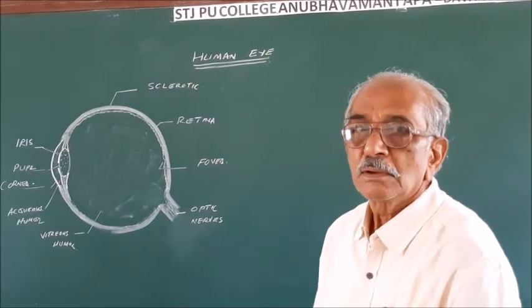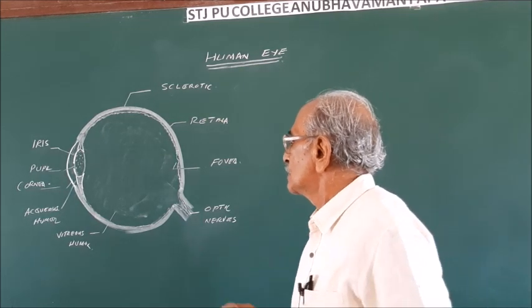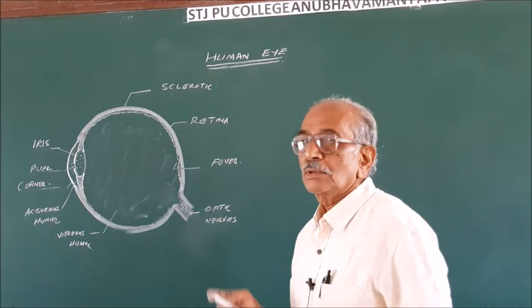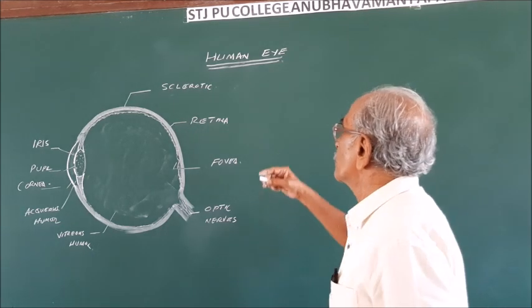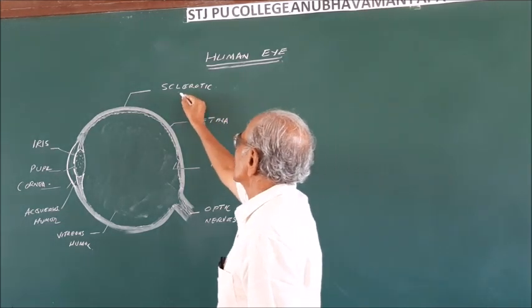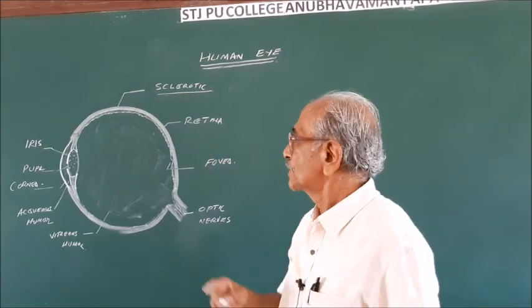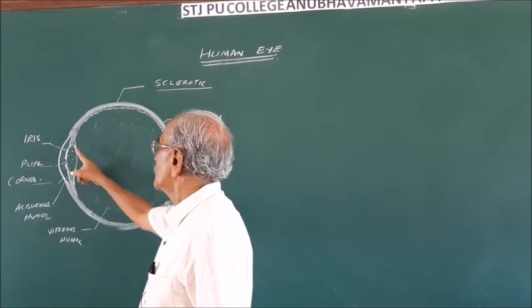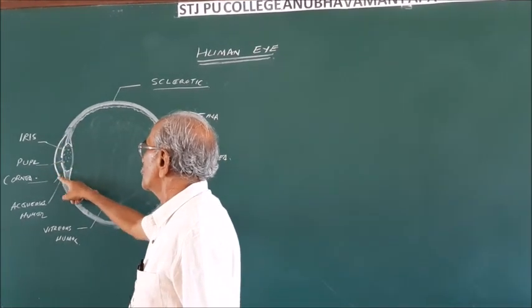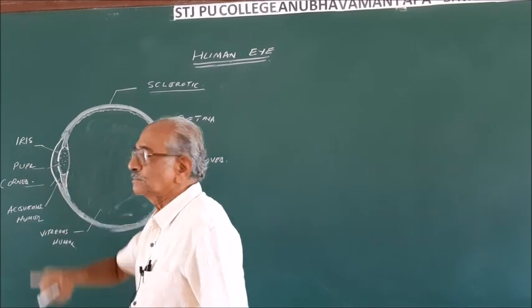Now, the eye basically is a spherical chamber which is of the order of about 2 to 3 centimeters in diameter. It is a hard, opaque chamber called sclerotic. The front portion of the spherical chamber is slightly bulged outwards and it is transparent. It is called cornea.